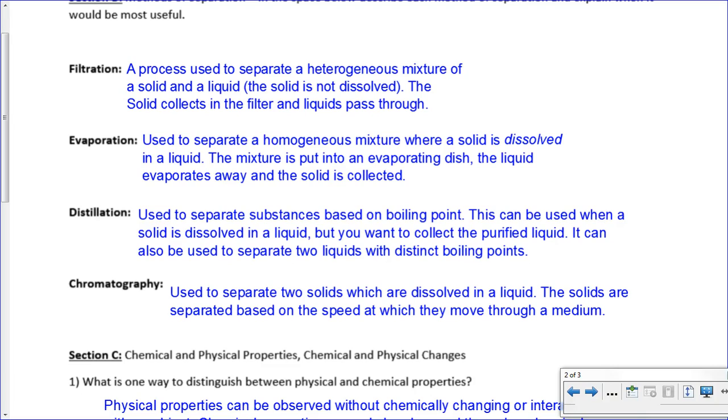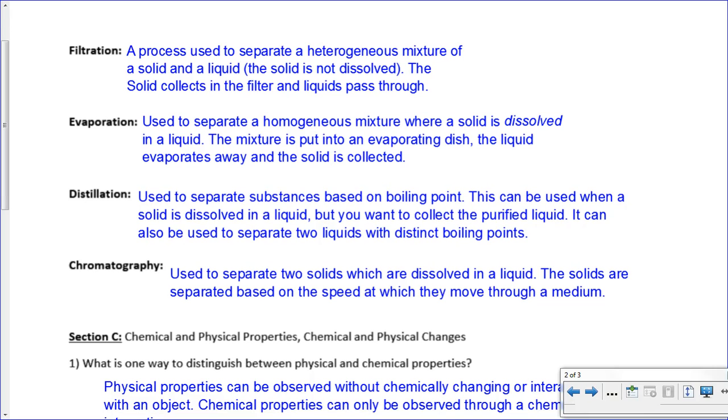That would not come out in a filter, but what you can do is use an evaporating dish and boil the liquid away and collect the solid. You would only use this if you want to collect the solid. This isn't good for collecting the liquid because the liquid floats off into the atmosphere and you can't recollect it again. So this is a method of separation if you want to collect the dissolved solid. It doesn't work if you want to collect the liquid.